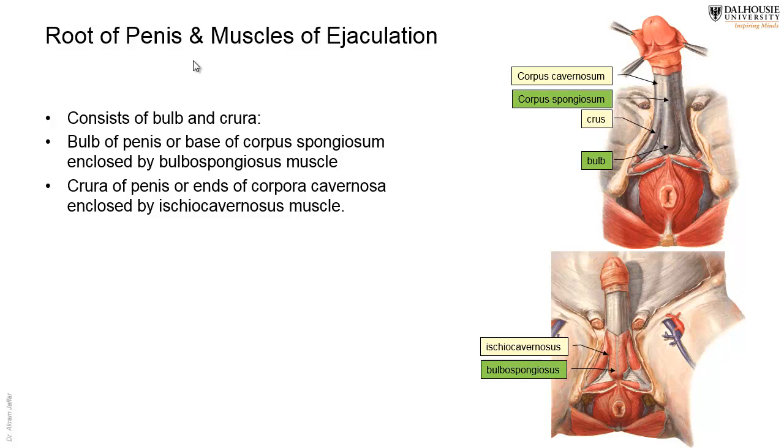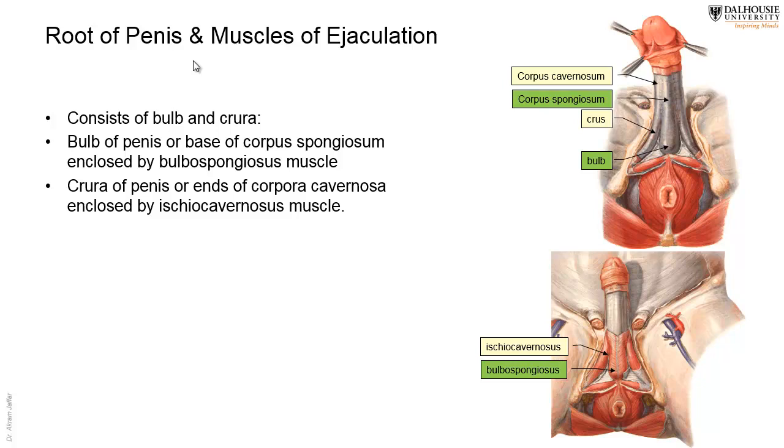And these muscles, as they contract, will help in erection. Not only do they help in erection, but the bulbospongiosus, because it is present in the bulb of the penis, which continues as the corpus spongiosum and contains the urethra, will help in expelling the last drops of urine or semen when it contracts. So we have bulbospongiosus and ischiocavernosus.